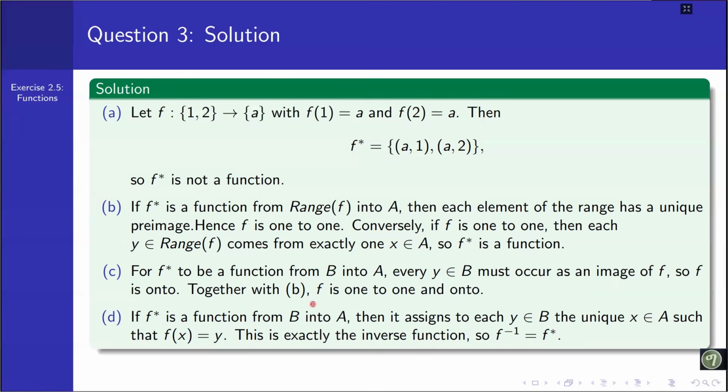So if we confirm that f is one-to-one, or a one-to-one correspondence, then f star and the inverse of the given function will be identical, or simply the same. That means f star will be considered as the inverse of the given function.